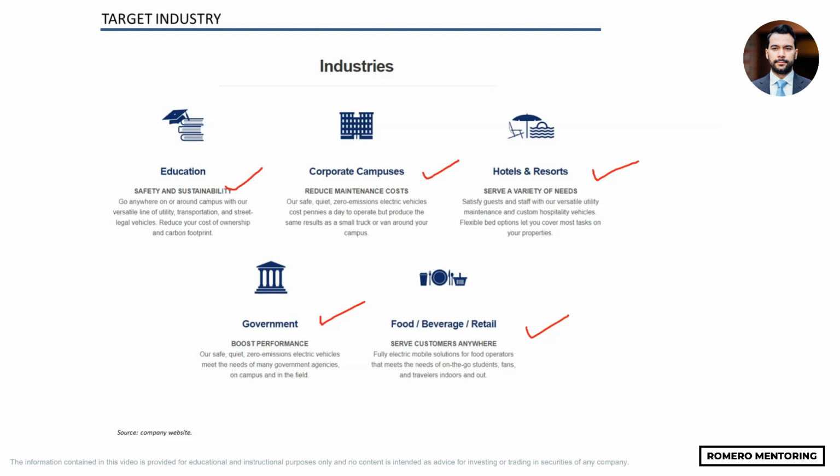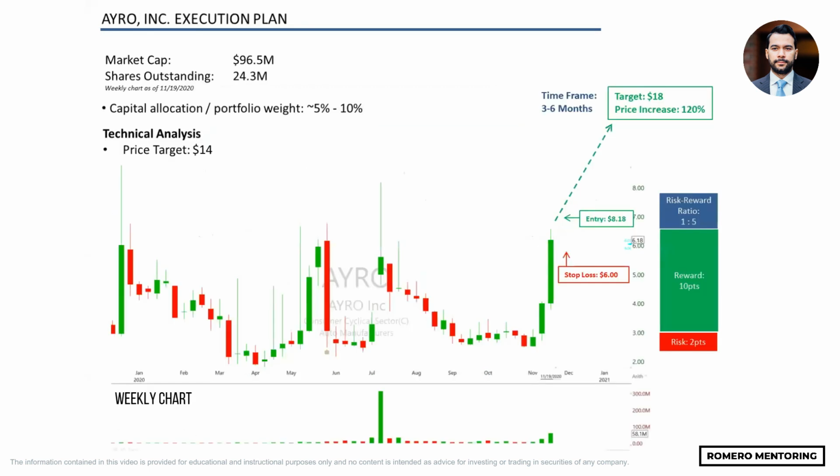And I can see that the demand might be there for their vehicles, especially coming from government and education, if they have already test piloted their products and it's being used on college campuses and in corporate campuses as well. Now, in terms of execution, how do I see this playing out, or what is my game plan? This is my action plan. You should come up with your own.